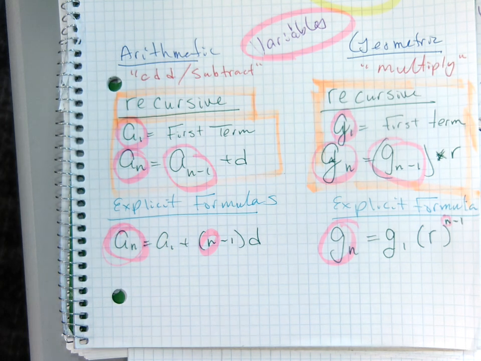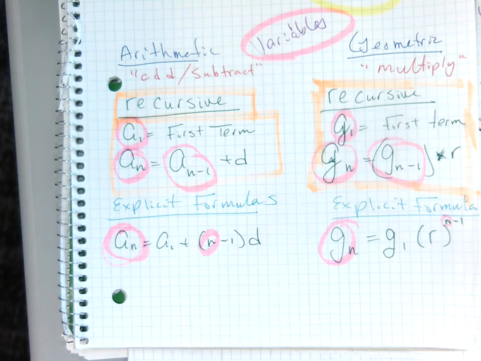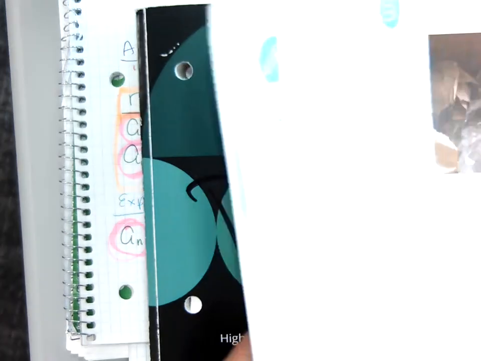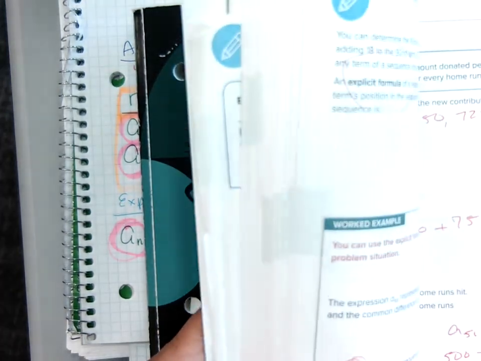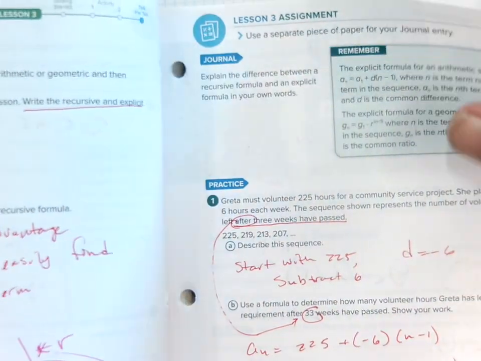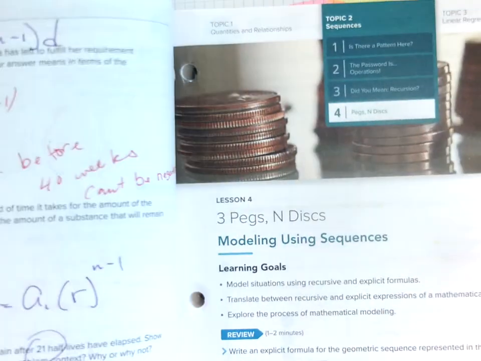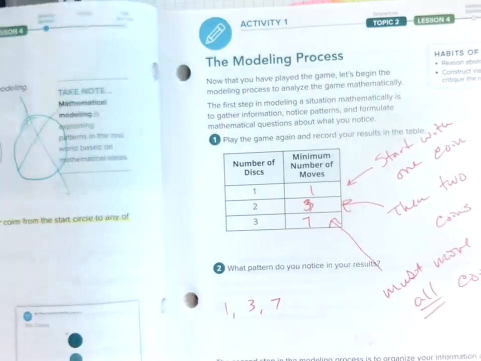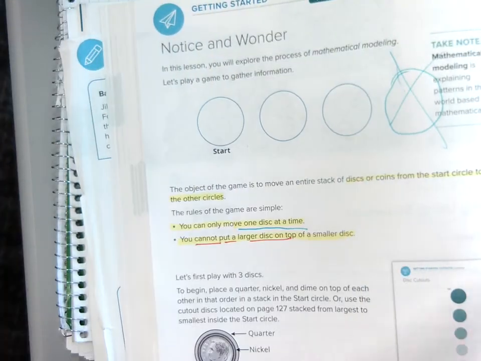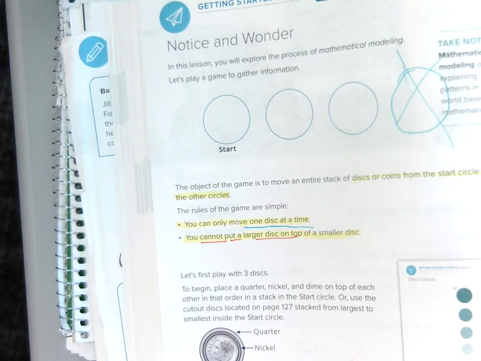Okay, you guys, let's do a little recap of what we did today. First of all, we did this interesting game with the coins, and I'm going to go straight to that one so you guys can see it. We're moving coins. Actually, we started with 1 coin, then we went to 2, then we went to 3.